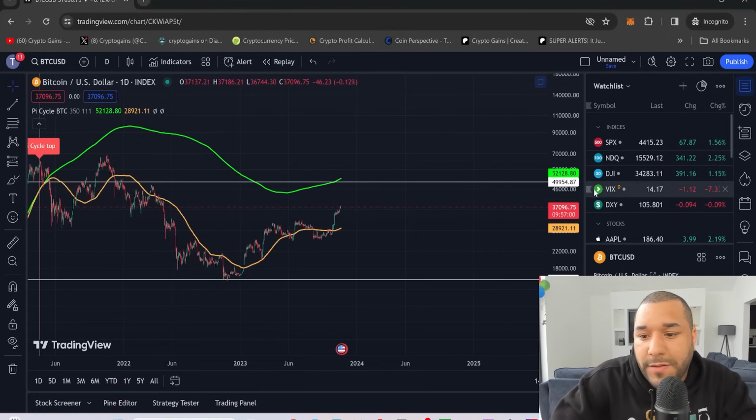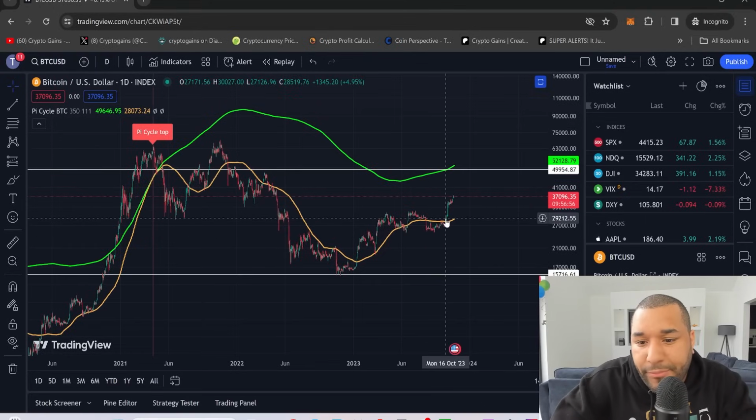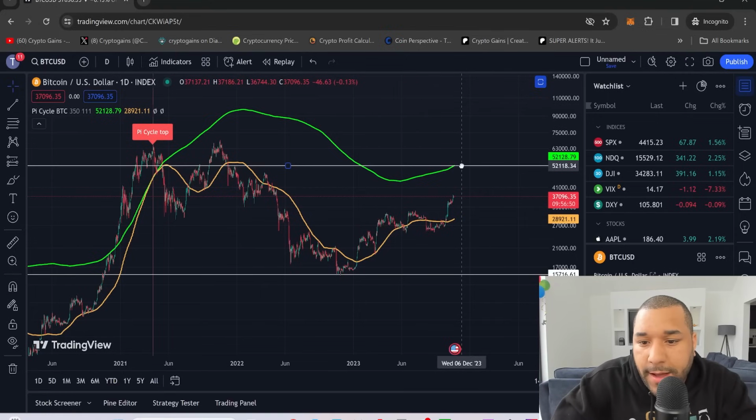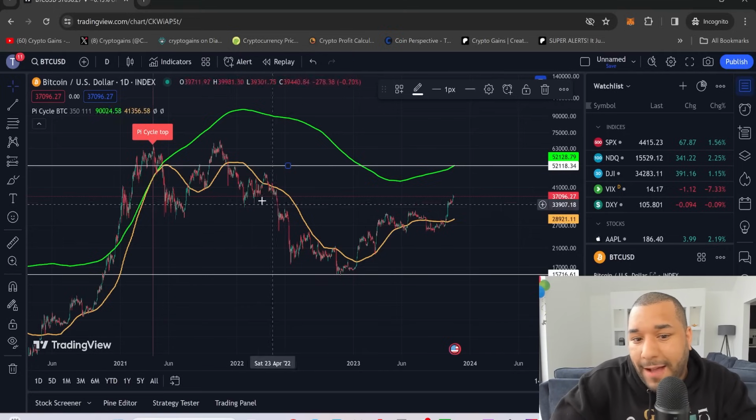Remember when I showed you my last video on the Pi cycle, I said it's likely that the price could come up to this green line. It's actually moved up a bit now, so I'm going to take this white line and move it up a bit. I think the price could potentially come up to this green line, roughly hit around it, and come falling back down to this yellow line.